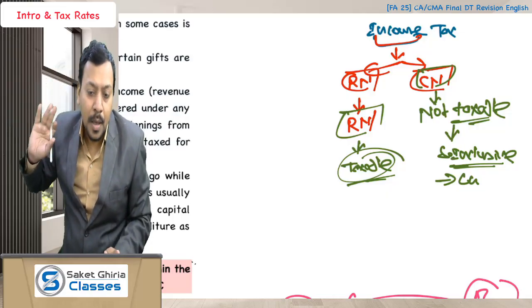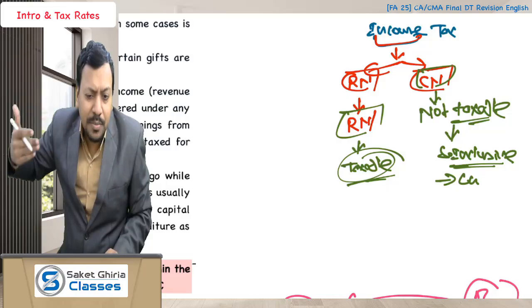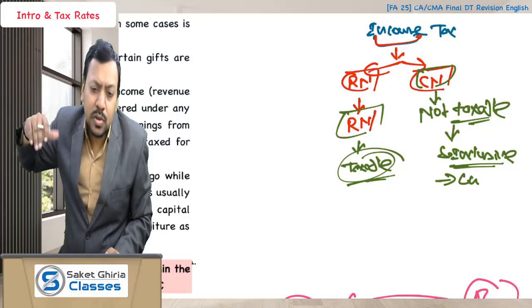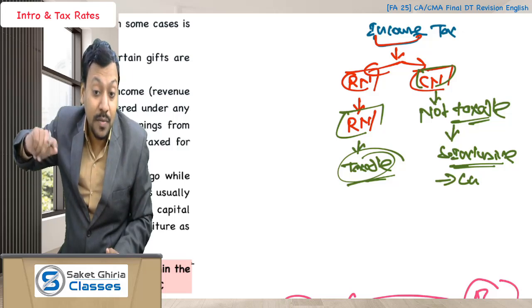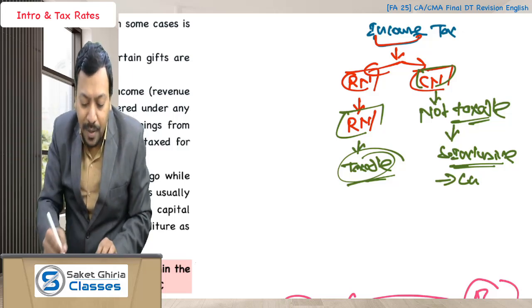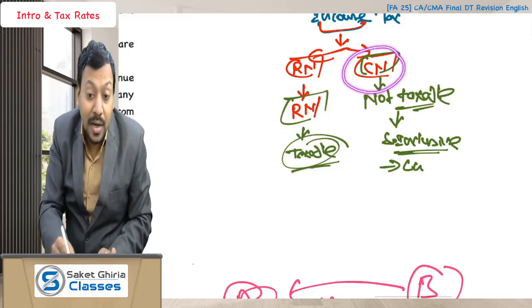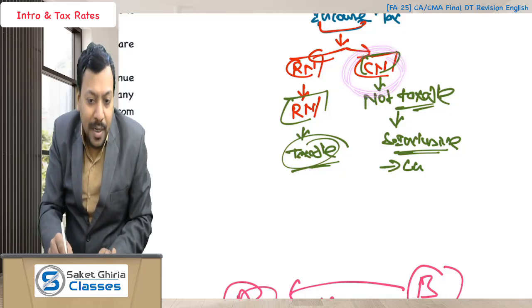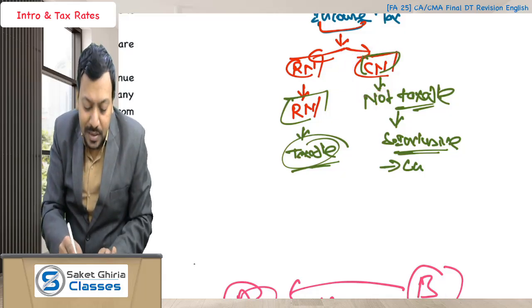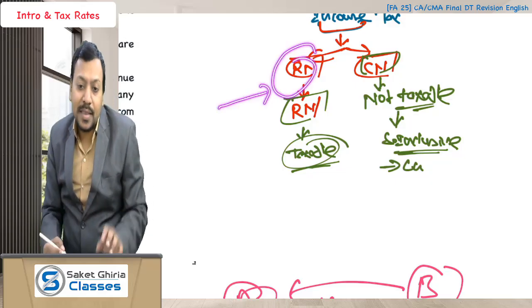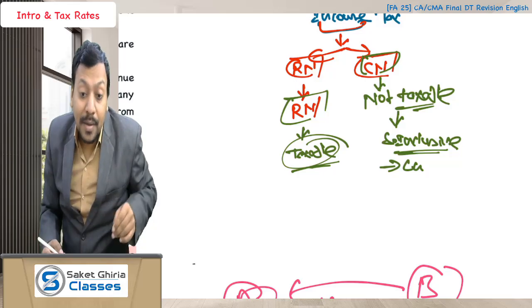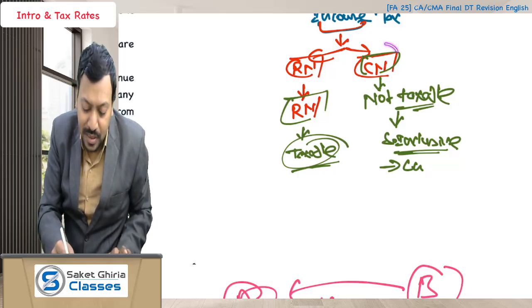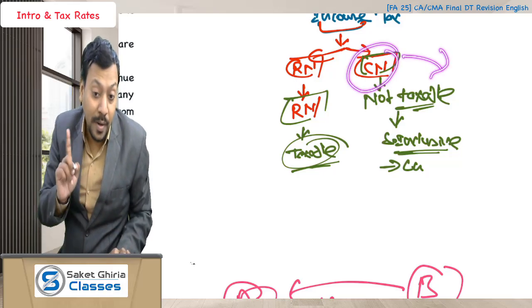Let's say I get some income which is non-recurring in nature. If the income is non-recurring, what does it imply? That income is basically a capital receipt. So what will the department try to prove? That this income is of revenue nature, so that the assessing officer can tax that income. But what will I try to prove? No sir, this income is a capital receipt, hence it should not be taxable.